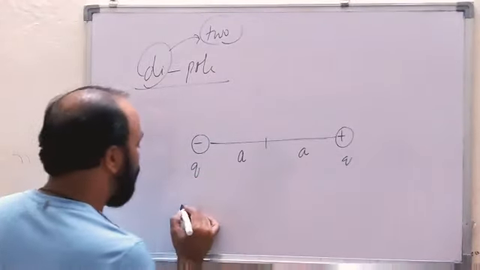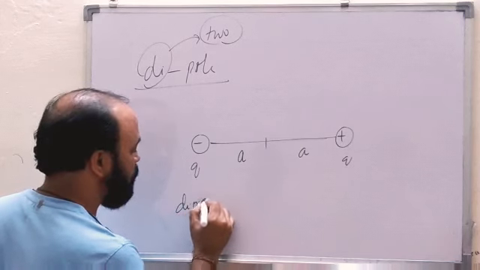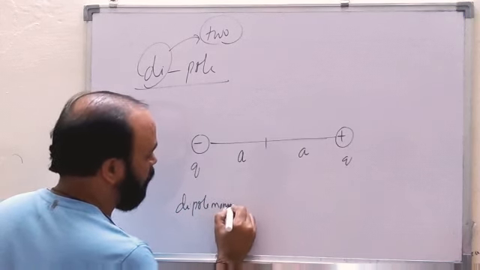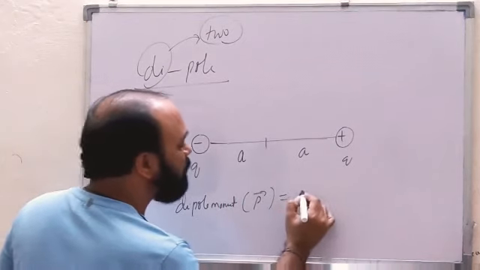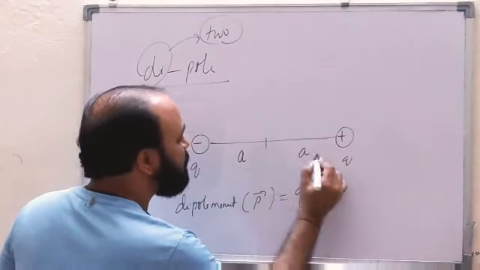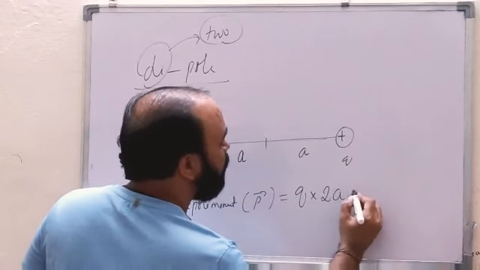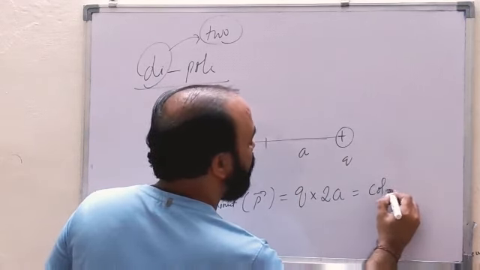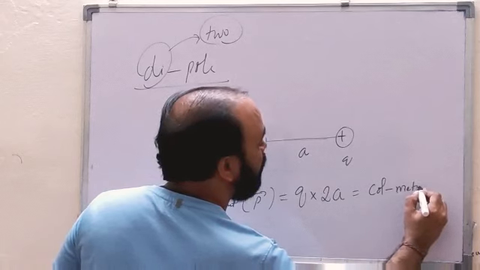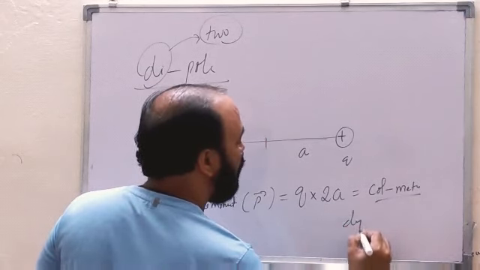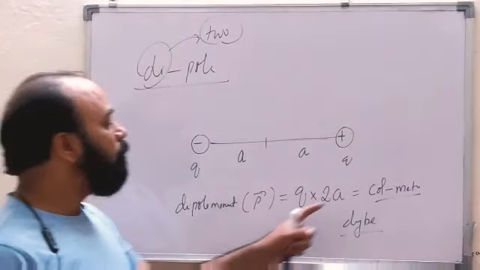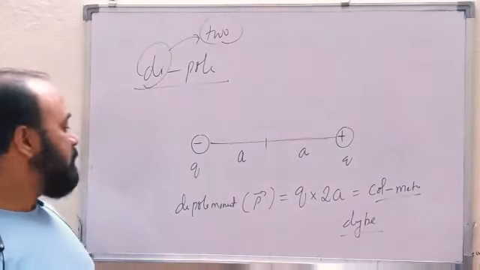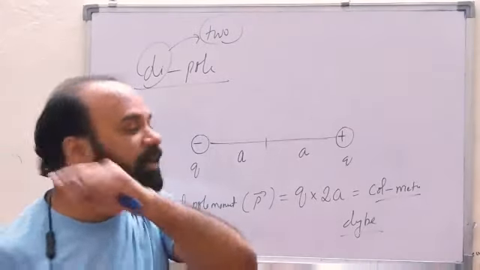So dipole moment. P bar is equals to the product of either of the charge Q into the distance between these two, 2a. Units: coulomb meter. Another unit is debye. Yes, this is the dipole moment. Direction of the dipole moment.